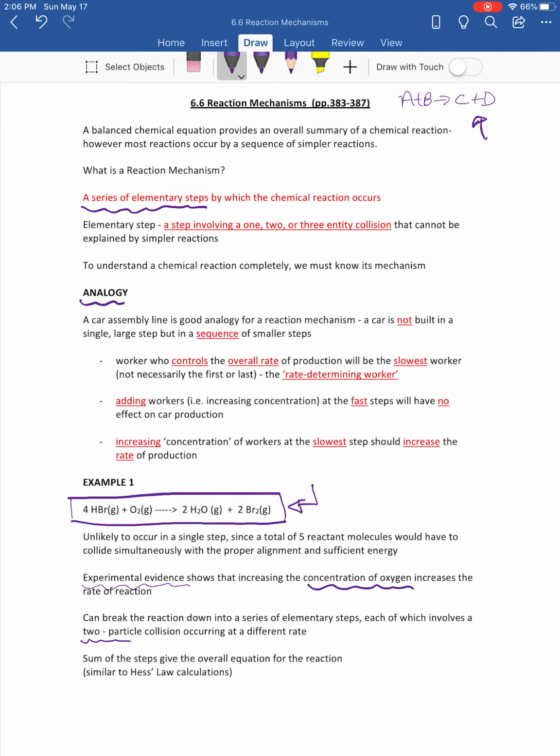All right. So when we look at our reaction mechanism, we have our elementary steps. We add those elementary steps up, kind of like Hess's law. Okay. And then you cancel out like terms on either side of the arrow to get your net or your target reaction, like we did with Hess's law. And that is the way a reaction mechanism works.